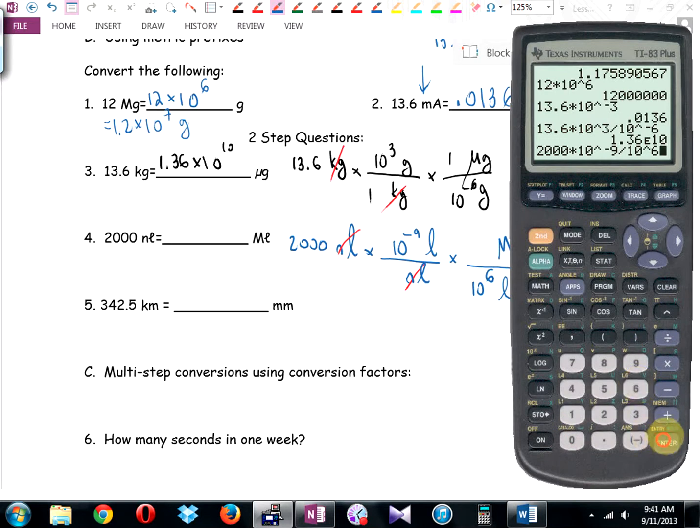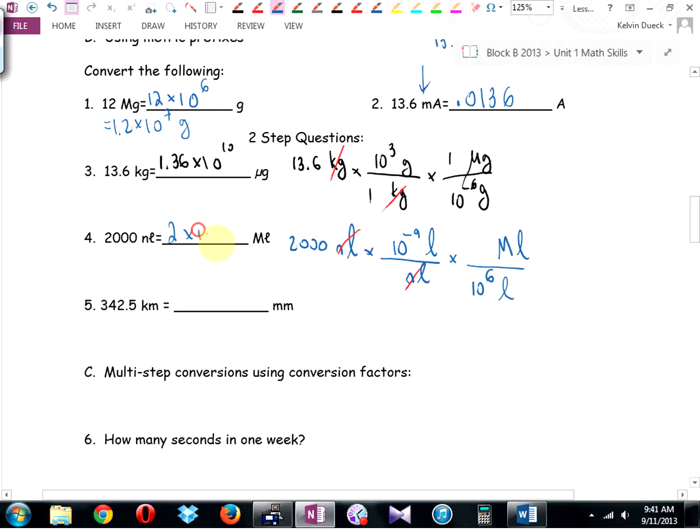And I get 2 times 10 to the negative 12. And I should probably go to 1 sig fig because that's the data that they originally gave me. Is that okay? Try 5 on your own. Okay. I'm going to freeze the screen.